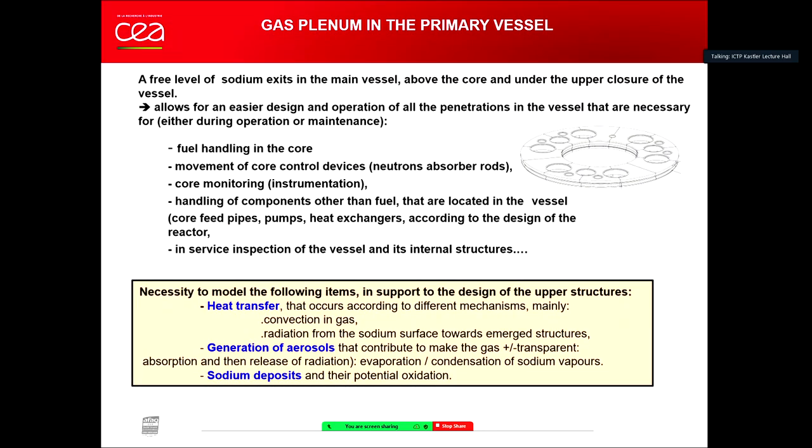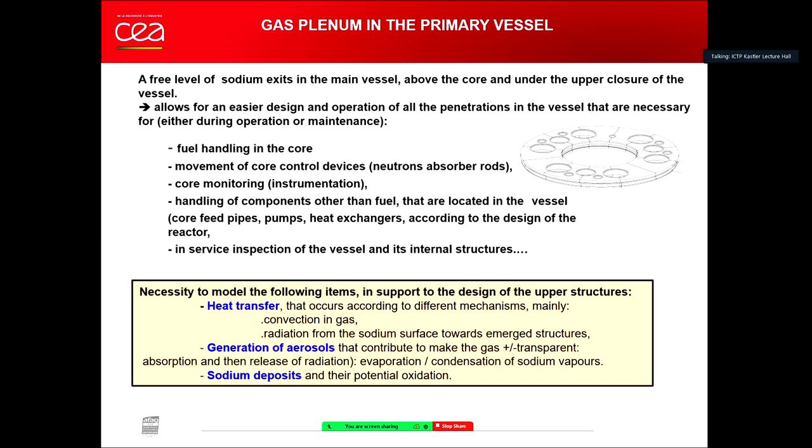Okay. Other parts for transfer: what are the transfers at the level below the slab in the primary circuit? You know that we have a free level of sodium, argon, and the slab with rotating plugs for handling and so on. I will come back to this point this afternoon. And you have here the slab. So it's important, because aerosols in the cover gas have consequences on the heat transfer between the sodium bulk and the slab. There is convection in the gas, and you have an impact of the presence of aerosols on the emissivity and on the heat transfer. Generation of aerosols contributes to making the gas more or less transparent to absorption.